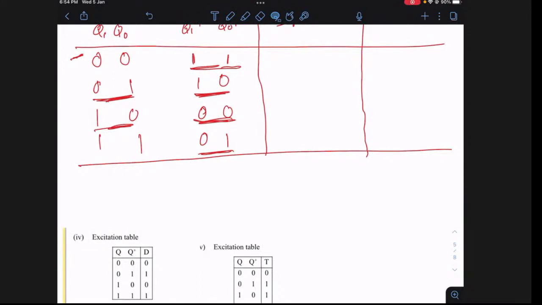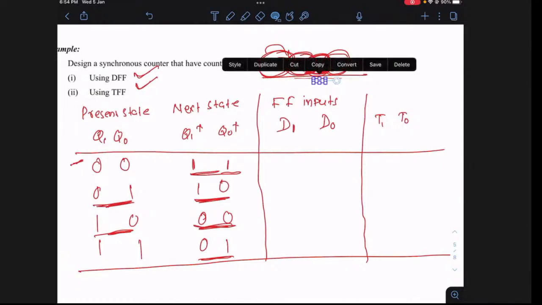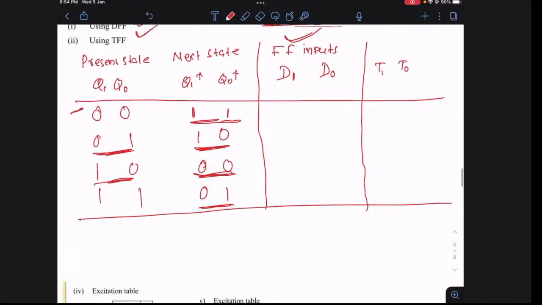So how do you fill it up? Let us first do the D flip-flop, and then we'll go into the T flip-flop. So how do you get D1? By observing Q1 and Q1 plus, I'll be getting D1. Similarly, by observing Q0 and Q0 plus, I'll be getting D0. Later, we'll be getting T1 and T0.